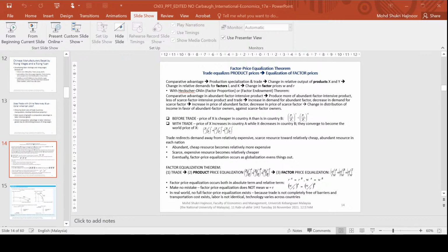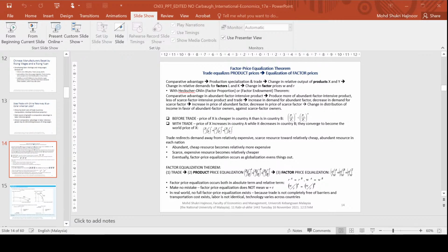Textile. Now, textile in China was so cheap before trade. Now after trade, the world price increases. That's good, because textile is what China exports. Textile was so expensive in the US before trade. Now the world price of textile has decreased. That's good, because the United States imports textile. You see, that's how product prices change.